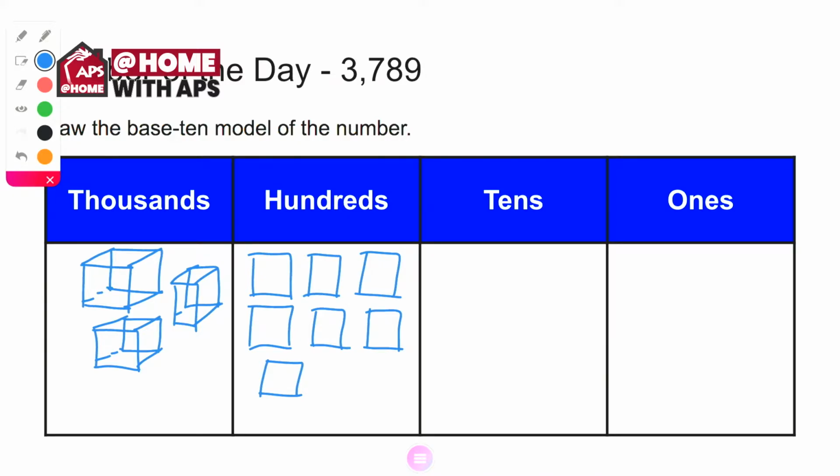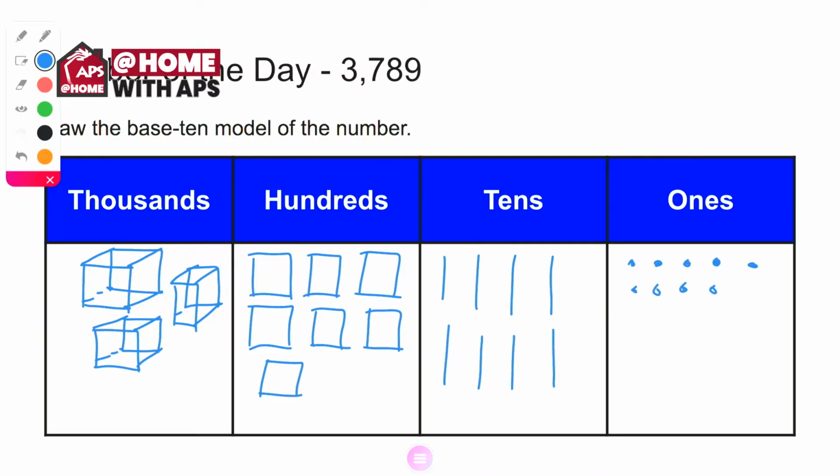All right, I have 3,789. How many 10s did I have? 8. So I have to do that rod. 1, 2, 3, 4, 5, 6, 7, 8. And how many 1s? 3,789. Good, thank you. We have that 9. 1, 2, 3, 4, 5, 6, 7, 8, 9.